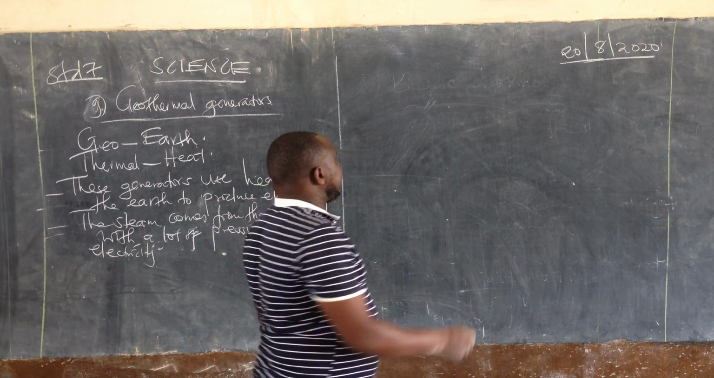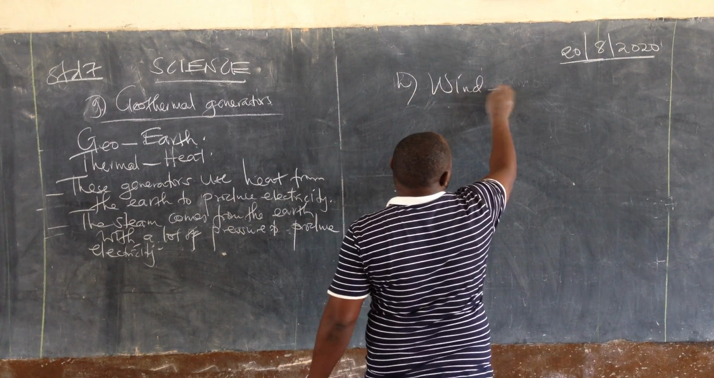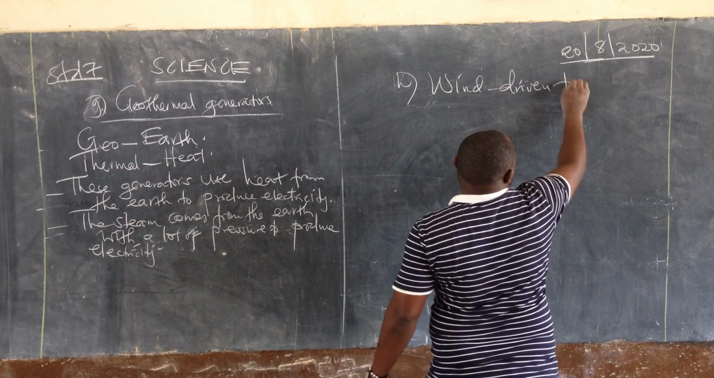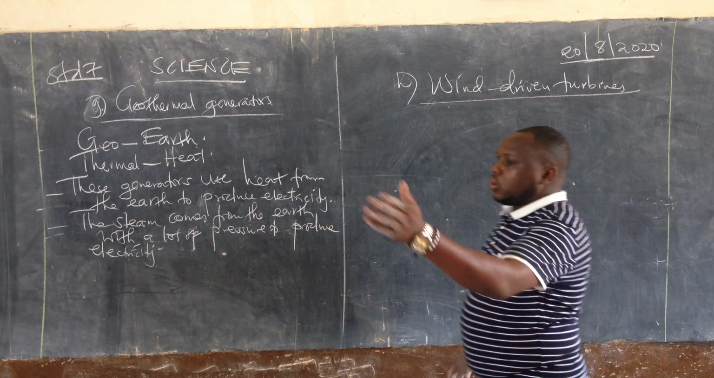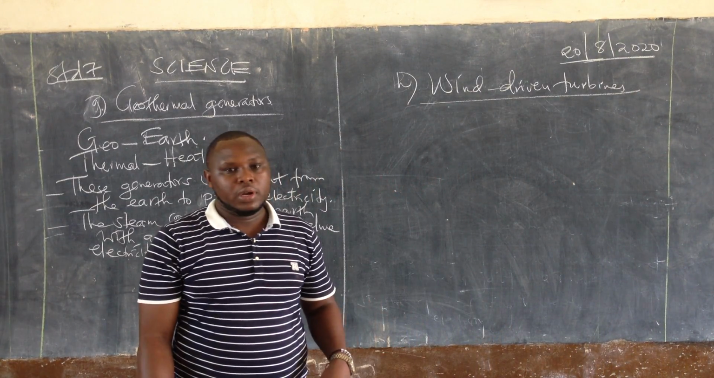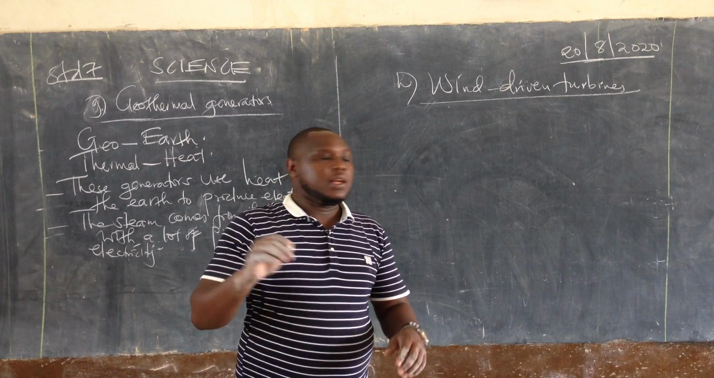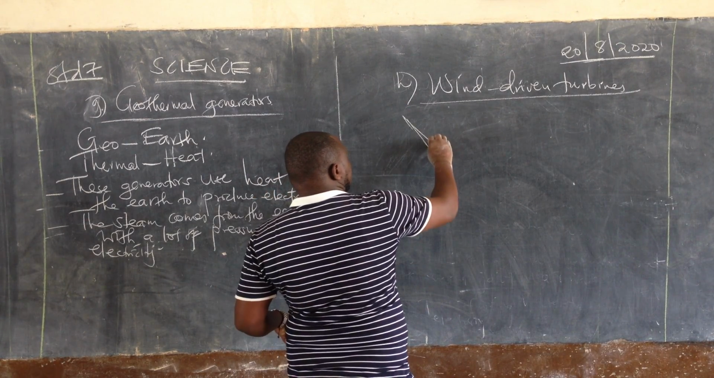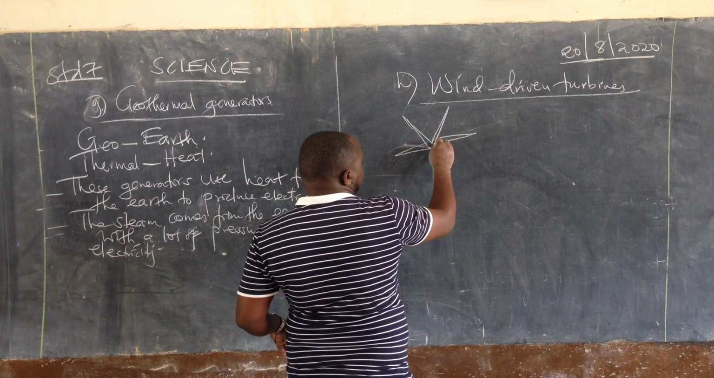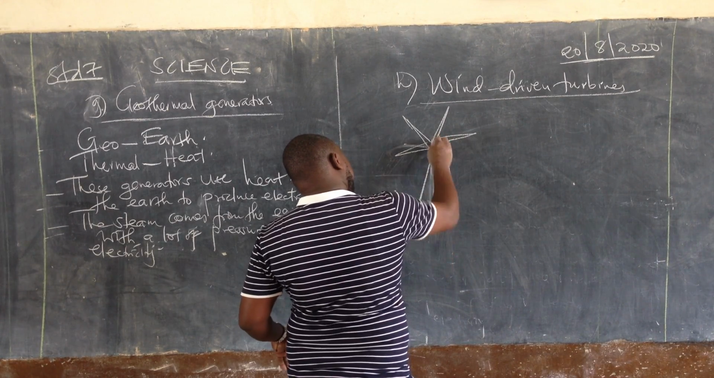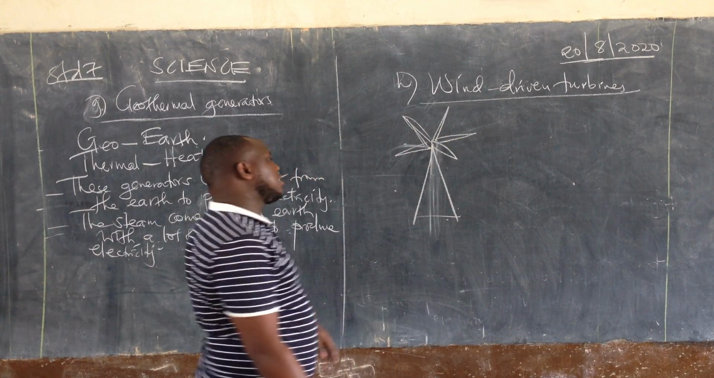The next one is going to be wind-driven turbines. That is H, the wind-driven turbines. Now you must have seen this even along our way here to town, where we are just after Bamburi. You will see something like this. You must have seen something like this that rotates. So it's made like this. You must have seen it rotating. So these are what we call the wind-driven turbines.